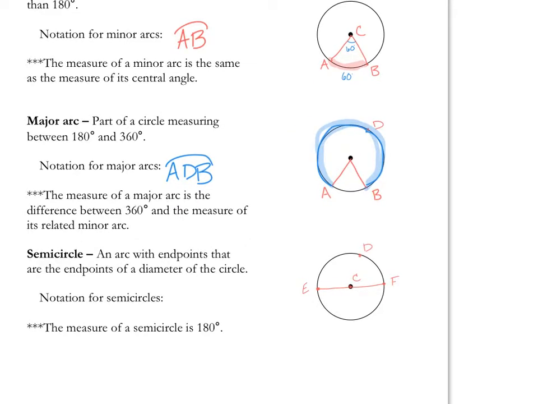Semicircle, notation, you have to do 3 letters as well, because I don't know which way if you're going to go above or below in this case. So you need to make sure that you do 3 letters. E, D, F. And a semicircle is half a circle, so it will always be 180 degrees.